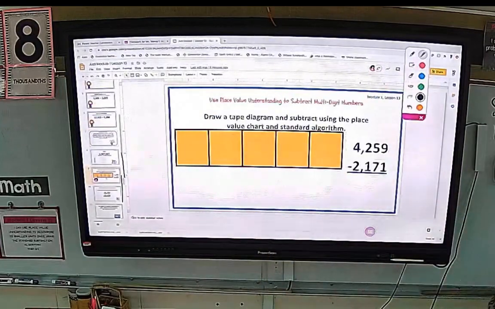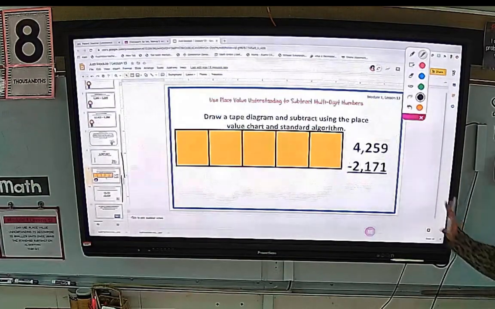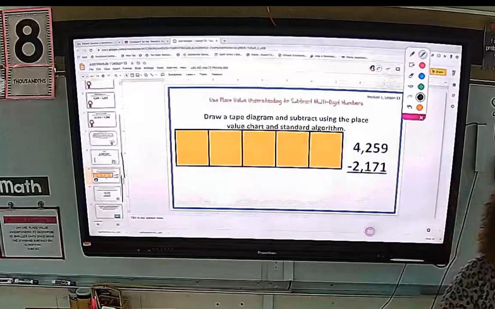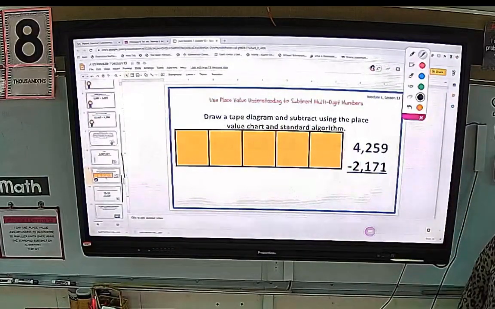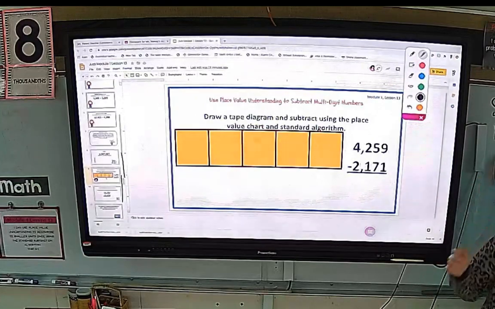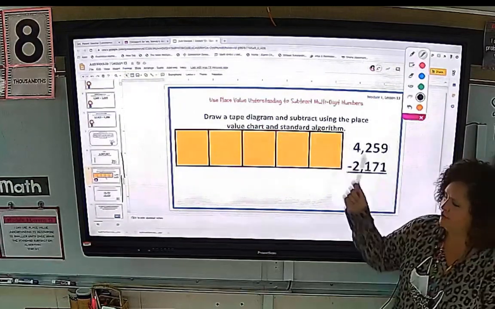Okay. So, what is this yellow thing? The place value chart. It is the place value chart. Okay. They just don't like to label it for some reason. Okay. Here is our place value chart.